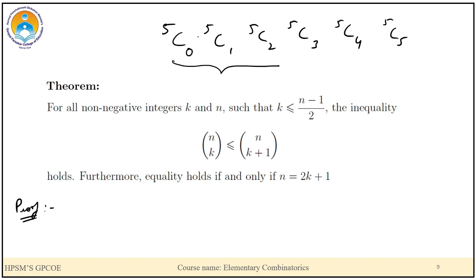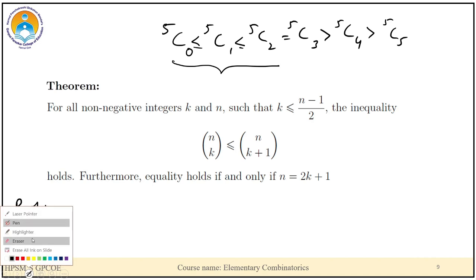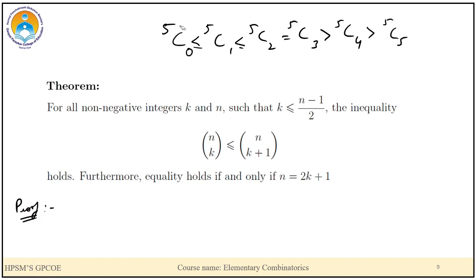So 5C0 will be less than 5C1, will be less than 5C2, or equal to, whatever. But after a point, we will start reversing the sign of inequality, meaning the values of nCk will keep on increasing, will hit a peak value somewhere in the middle and then start decreasing as you move towards nCn. Okay, so this theorem is meant for the first half of this string of combinations.